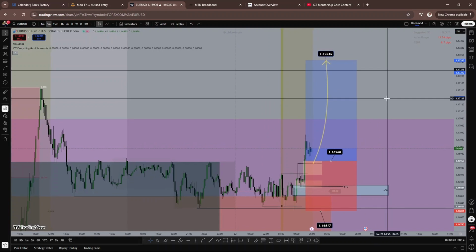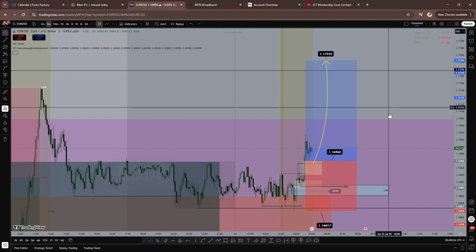I'm going to see how this trade goes, and if it goes well, I'll be very, very happy. And I'm going to talk about the reason why I took this trade. That's what I always do. So stay tuned and let's see how it's going to go.